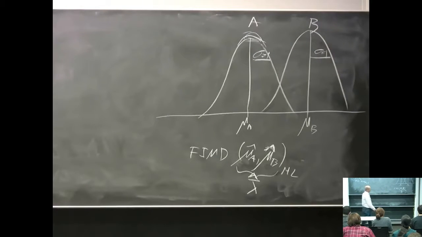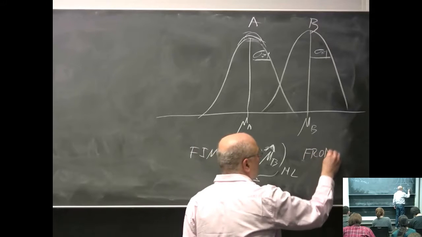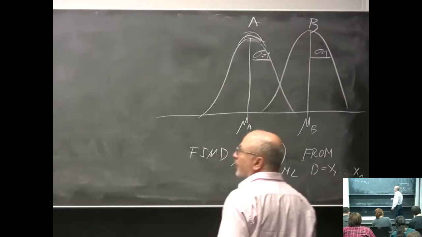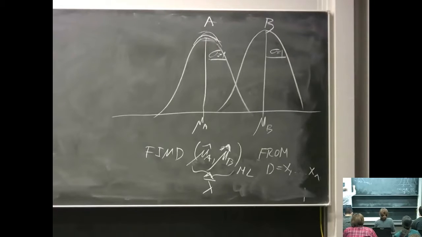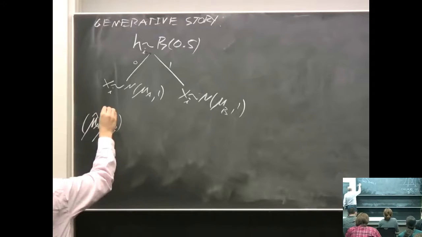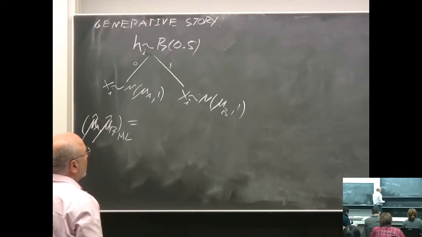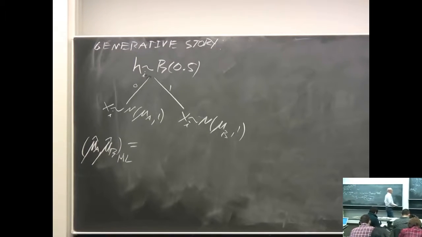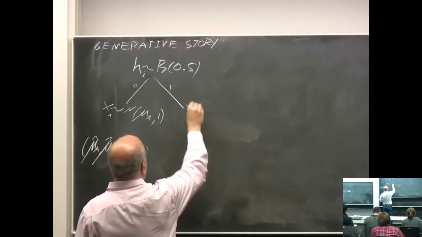So this is my goal. Find this from data. From D equals x1 through xn. So I'm going to write here mu A, mu B, hats, maximum likelihood is defined as. I'll write this a little higher.